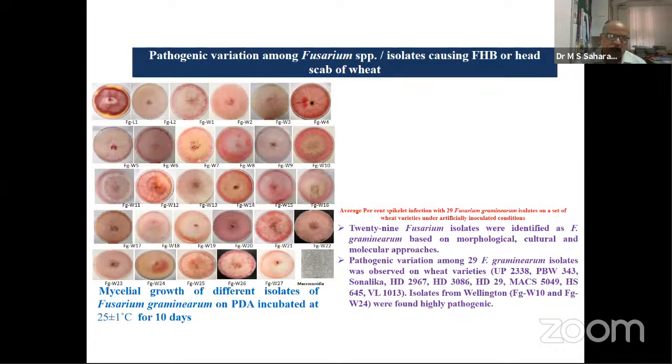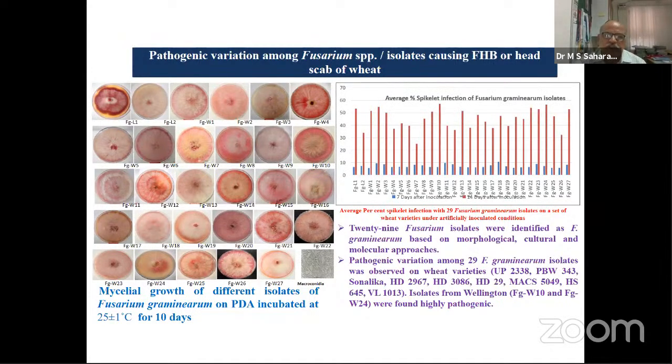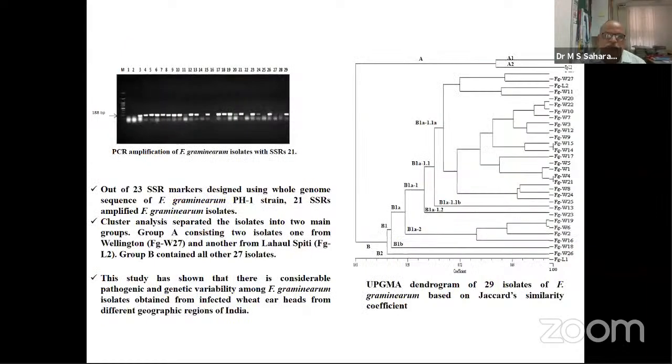Last year also, we collected many samples from Wellington, and scientists from Wellington also helped Dr. Vikas and Dr. Nalathambi there. These are the 29 isolates, and we characterized them on a set of host lines. Some isolates were more virulent, while some were less virulent. Isolates like FGW10 and FGW24 were more virulent.